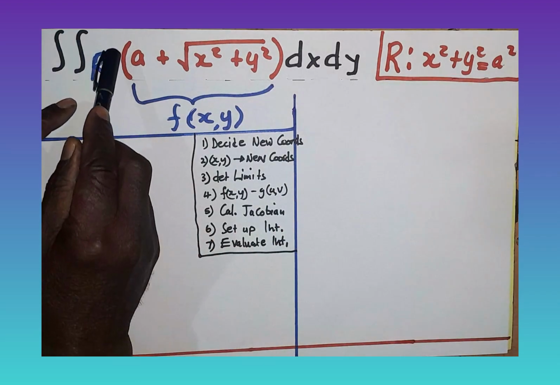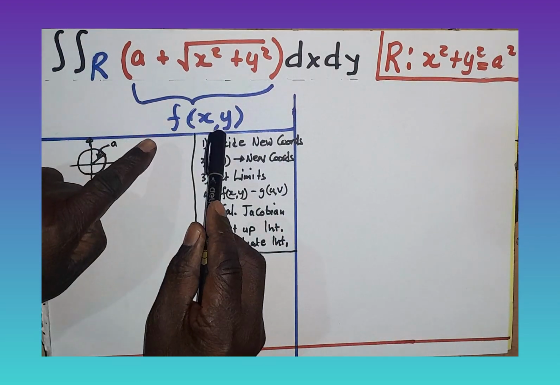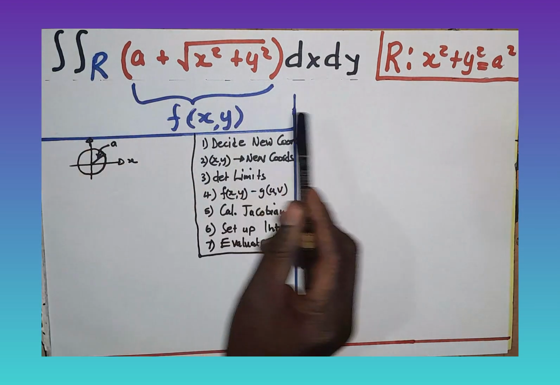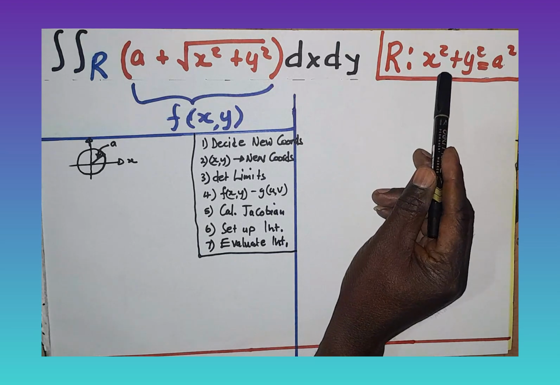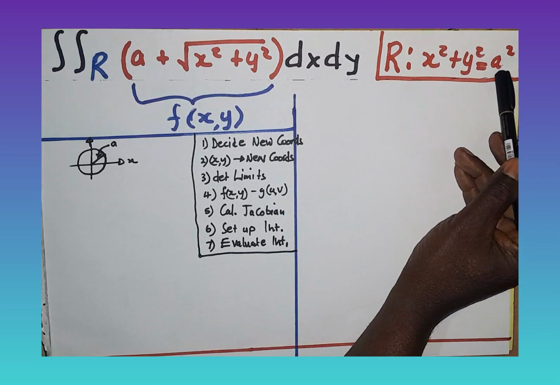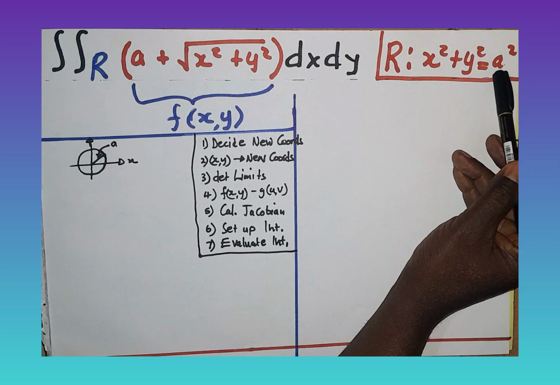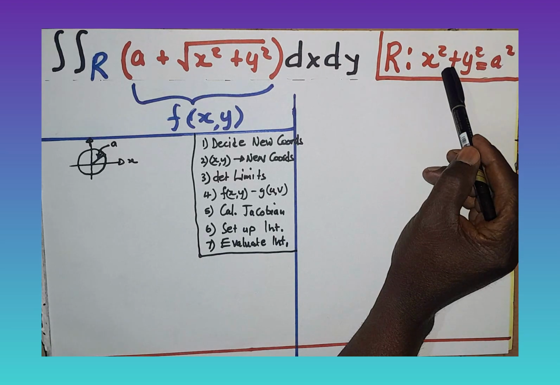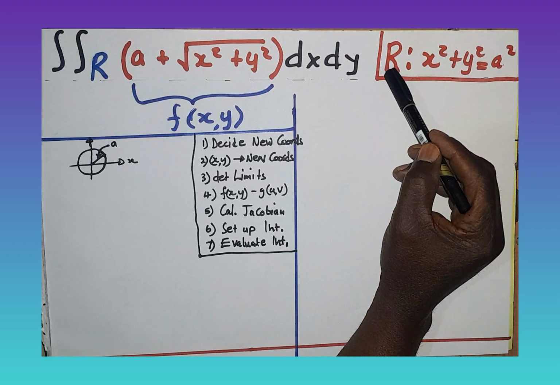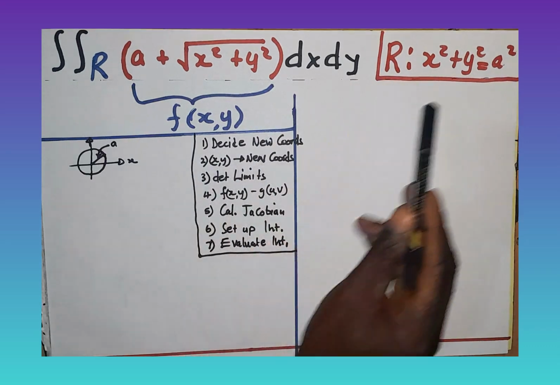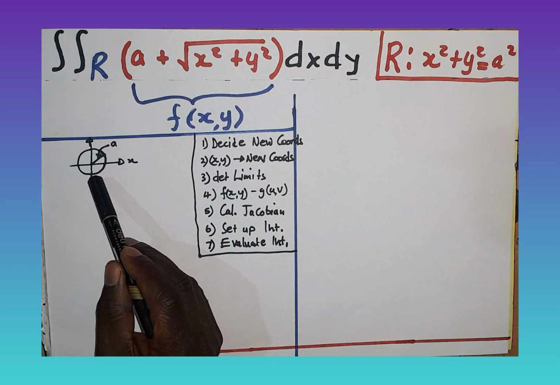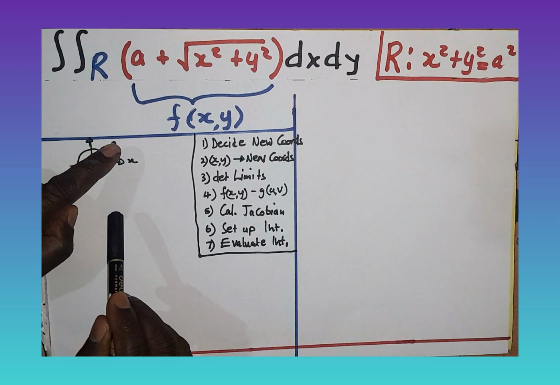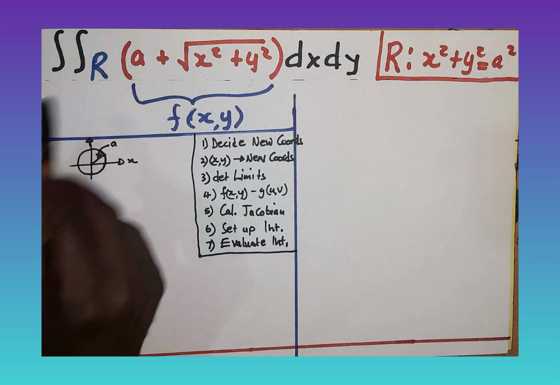Now, let's go to our region of integration, because what happens here is that our function f of x is being integrated over the region R. Over here, it says R is such that x squared plus y squared is equal to a squared. Now, this defines a circle of radius a centered at the origin. So our region R is bounded by a circle of radius a centered at the origin. I've drawn here a circle centered at the origin, and it's of radius a. That defines our region of integration.